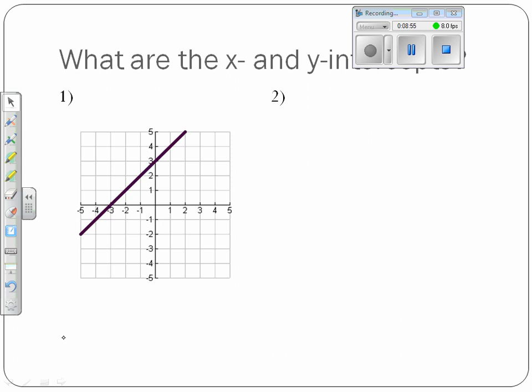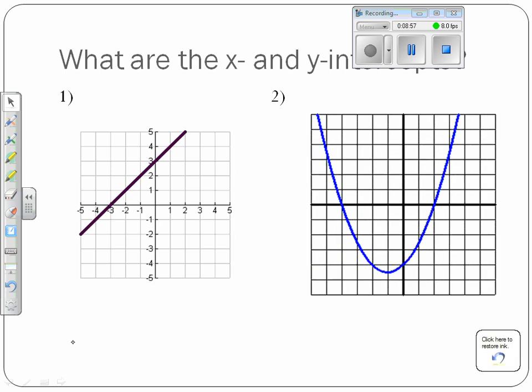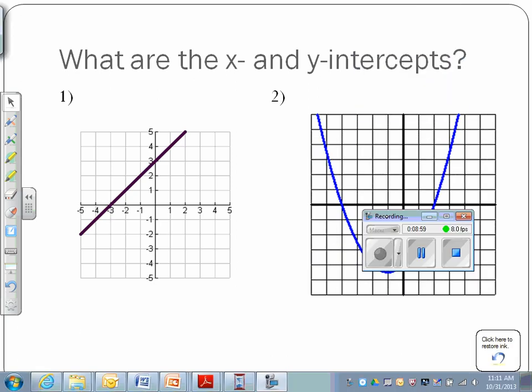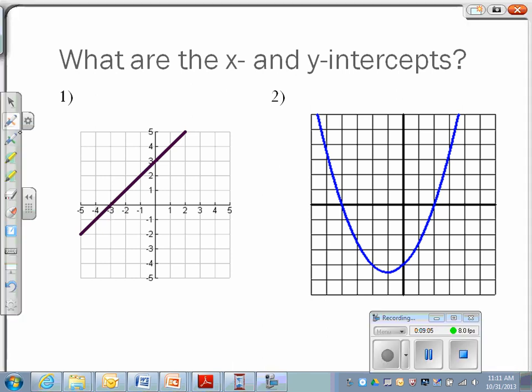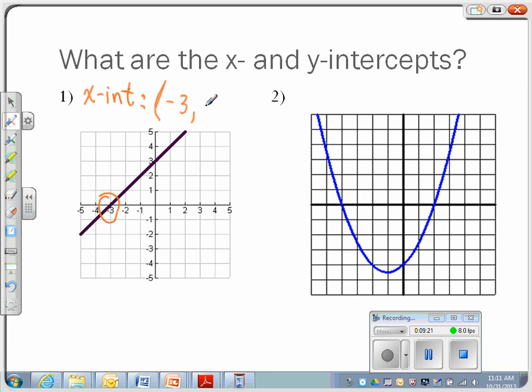Okay, so let's look at a couple of examples. We're looking for the x and the y intercepts. Okay, so for number 1, let's start with the x-intercept. The x-intercept, again, is where the graph crosses the x-axis. So I'm looking along the x-axis, and it's crossing the x-axis right here. And that point, I need to give it as an ordered pair, is -3, 0.